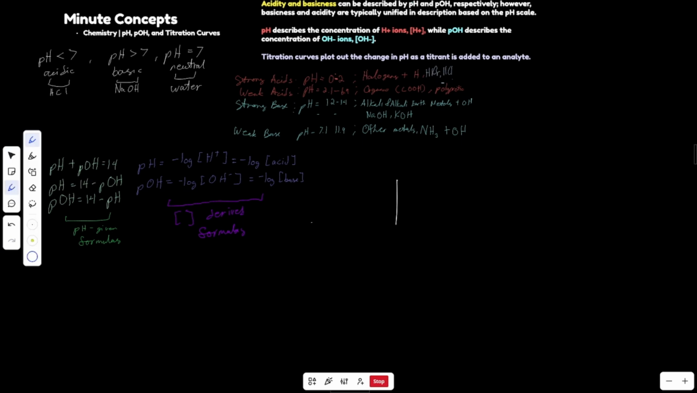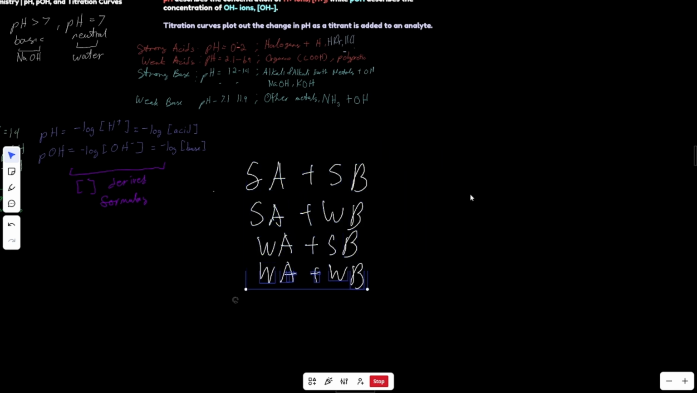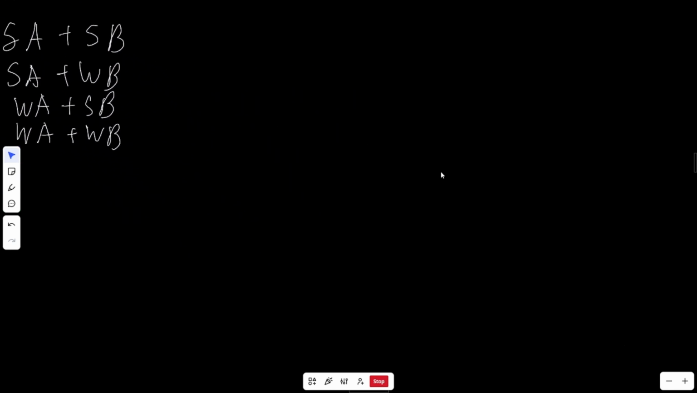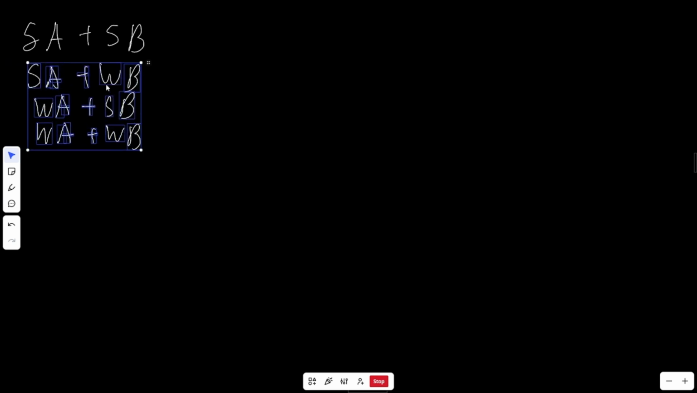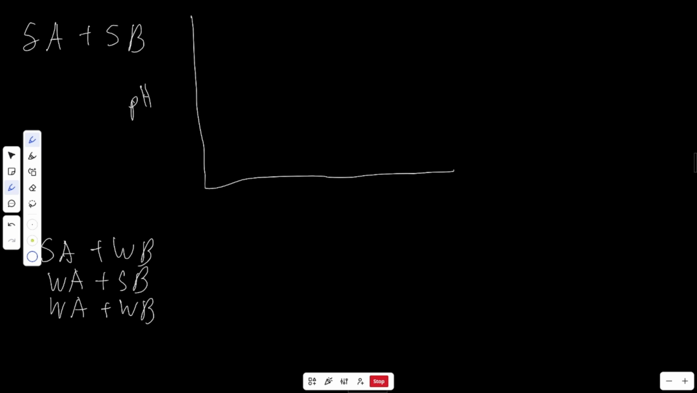So titration can happen between four different combinations. You can have strong acid plus strong base. You can have strong acid plus weak base. You can have a weak acid plus strong base, or you can have a weak acid and a weak base. Now, what makes these combinations different from one another? Well, I'm about to show you right now. So, for a strong acid and a strong base, we describe the strong acid's pH. This is pH, and this is amount of base added.